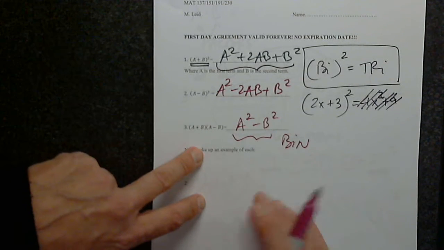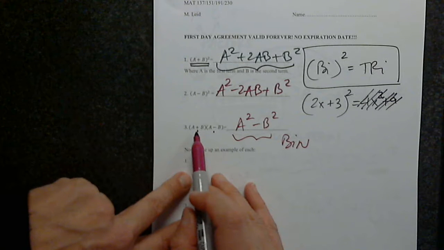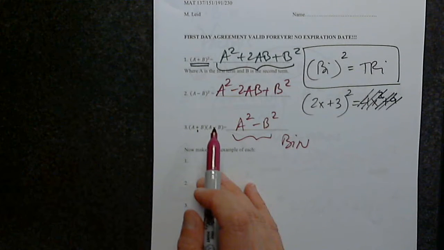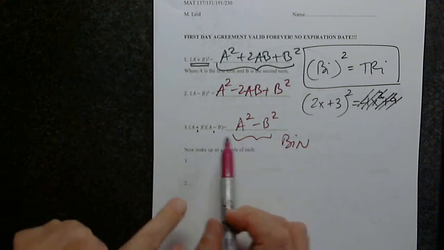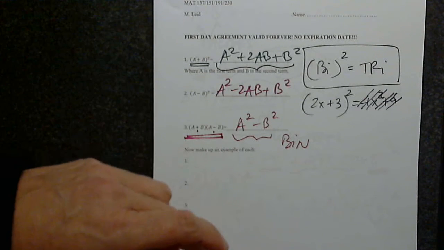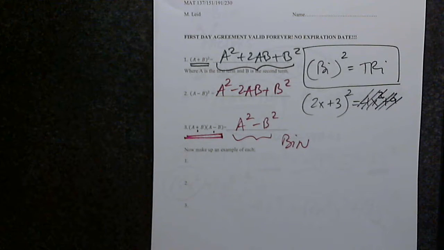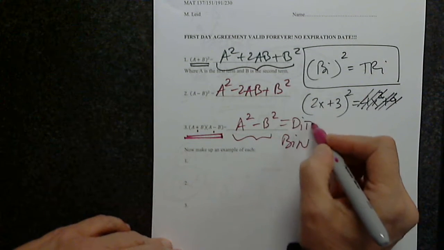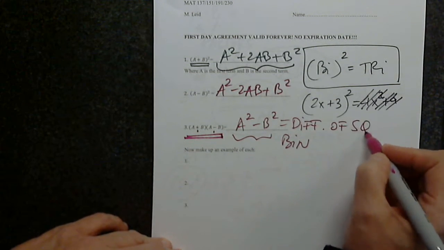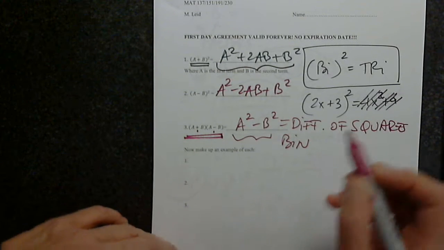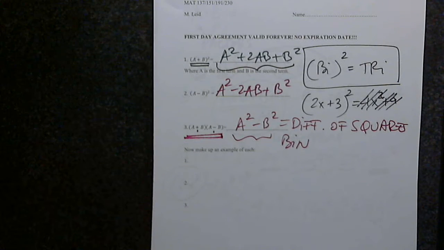This is a binomial, but we multiply two binomials that are identical with the exception of the sign. So this is always the case. If they are identical, except the sign, the result is the difference of squares. Good. Any questions?